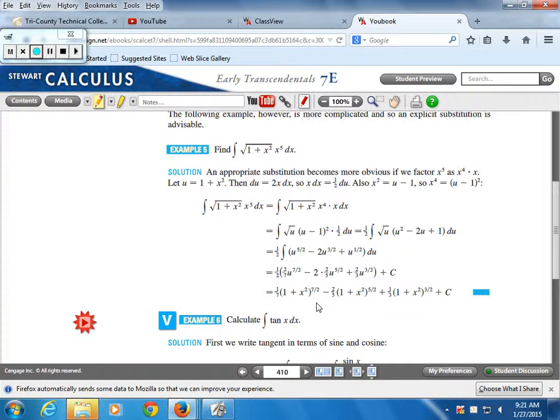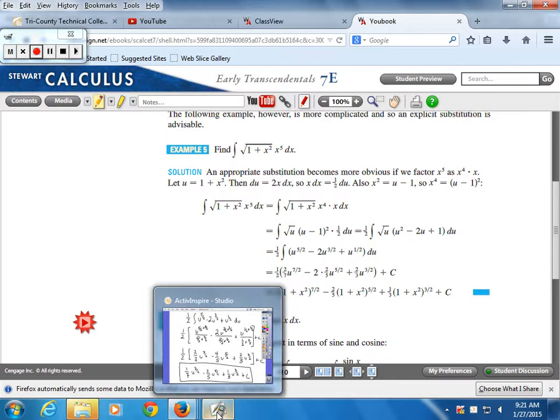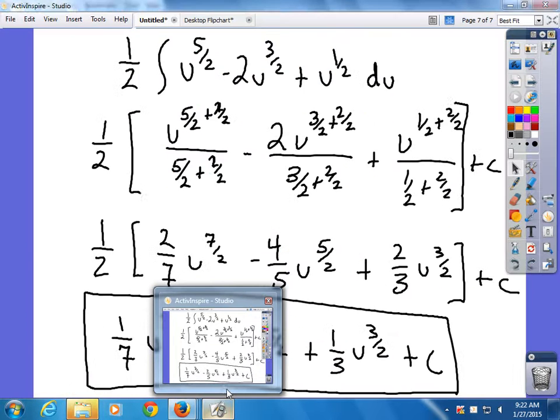Check to see that we got the coefficients right and the exponents right. Yes, no, maybe. 1/7, 7/2. Did we get? Yeah, we got that. Negative 2/5, 5/2, then 1/3, 3/2. We're cooking with peanut oil, ain't we?